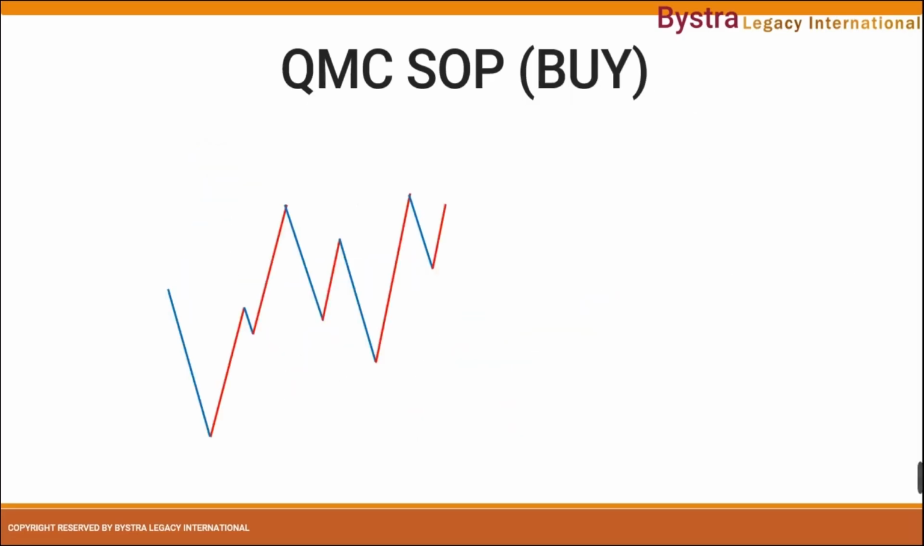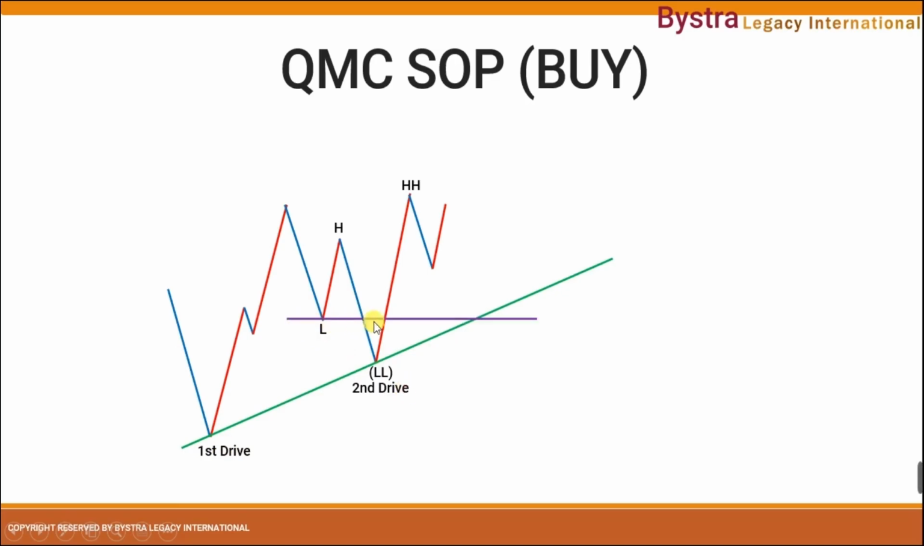Alright, now let's look at the QMC SOP for the buy setup. As we can see here, there is a QM buy setup. We can see the low, high, lower low, and the higher high. At the same time, there is one support here, which we can make our confluence. Here we can see that this lower low, the head of the QM, is on the second drive. The first drive, the second drive, and then we mark the horizontal line as our entry point. We mark the zone for us to easily monitor when price comes into this zone.